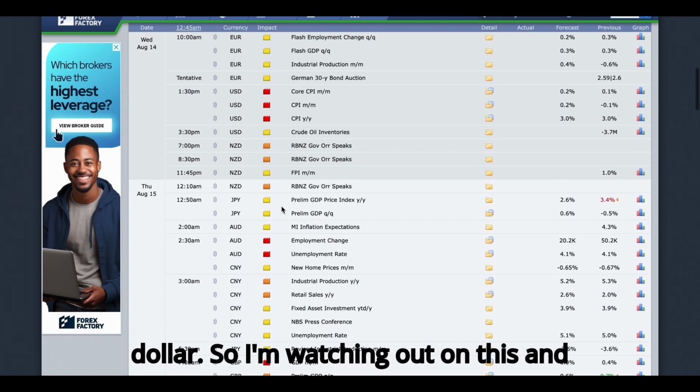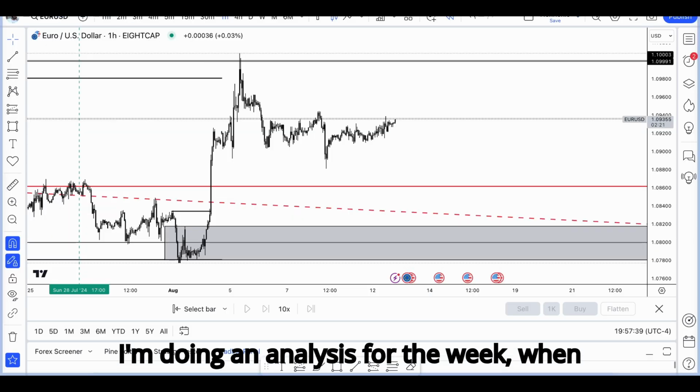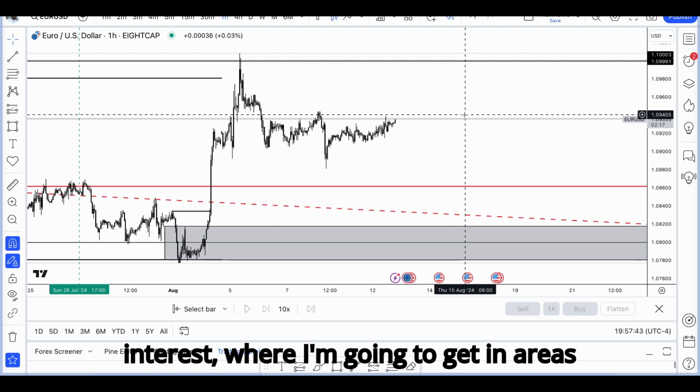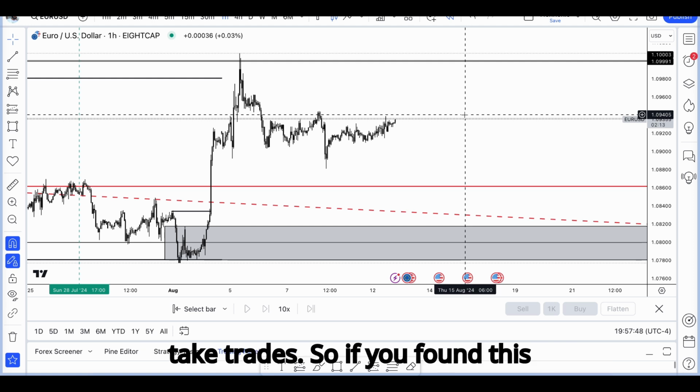So I'm watching out on this, and this is pretty much the steps I take when I'm doing an analysis for the week, when I'm looking for areas of point of interest where I'm going to get in, areas I want to see reactions to potentially take trades.